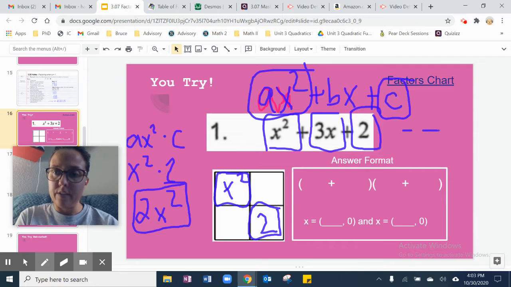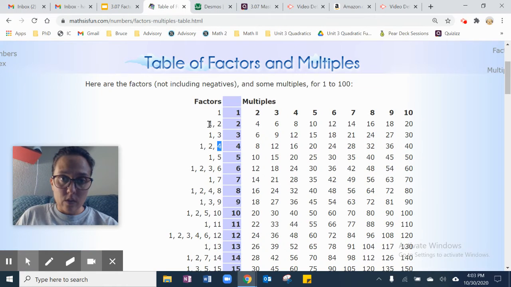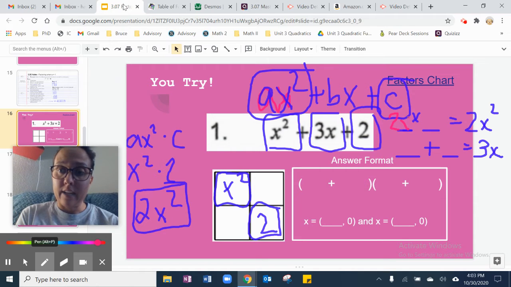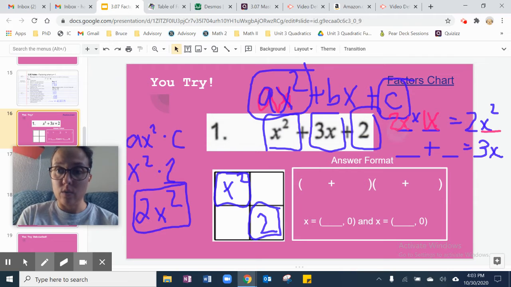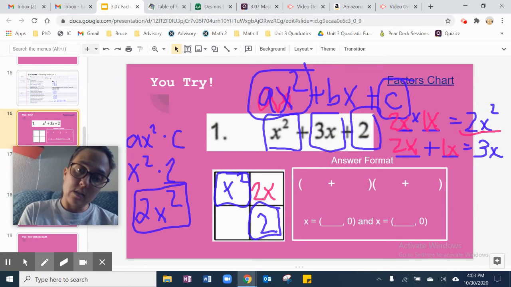So what multiplies to give us 2x squared and adds to give us 3x? So the multiples of 2, well, the only multiples of 2 are 2 and 1. And luckily, those add up to 3. Perfect. So we know it's going to be 2x and 1x, right? x times x gives us x squared. 2 times 1 gives us 2. And then 2x plus 1x gives us 3x. Perfect. 2x, 1x, I'll just put x.